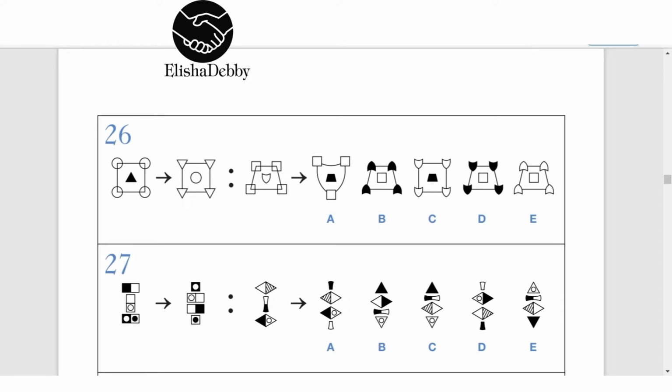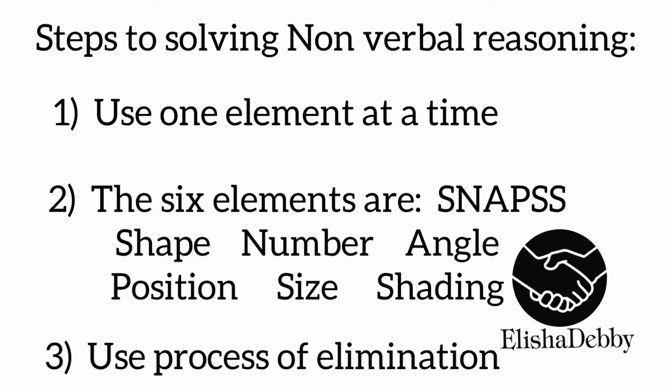Okay, if you're solving a problem like this, always remember the 3 tips. Number 1, one element at a time. Number 2, those elements must be SNAPPS. That is the shape, the number of shapes, the angle, the position, the size, and the shading. So if you remember that, you are good to go.